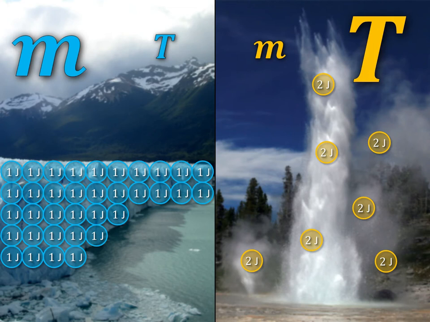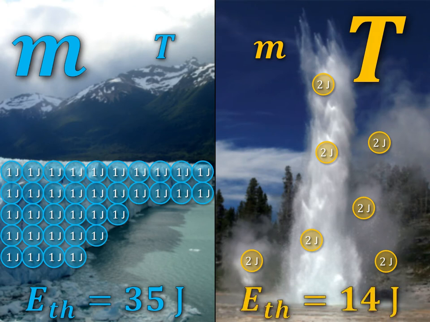Well, in order to find that, we need to add up the total kinetic energy of all the molecules in the object. For the glacier, we can count up all these 1 joules, add them all up, and we get 35 joules. We do the same thing for the geyser, we add up all the kinetic energies, and we get 14 joules. Surprisingly enough, the colder object, the glacier, actually ends up having a greater thermal energy than the hot geyser. And it's not because of the difference in temperature, it's because of the mass.